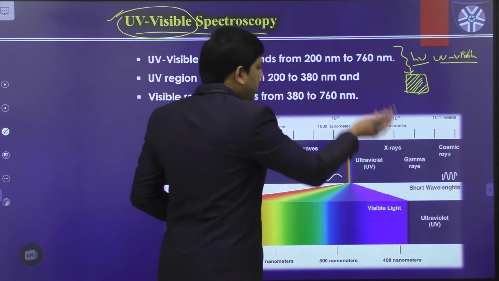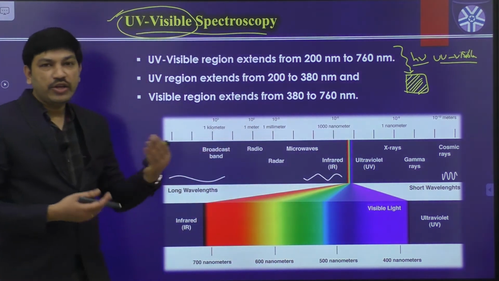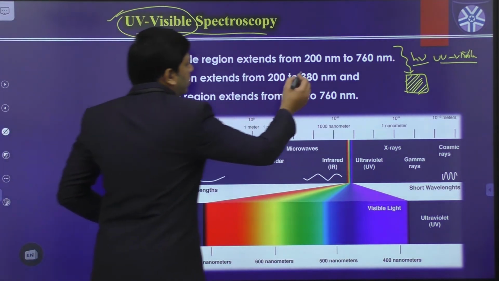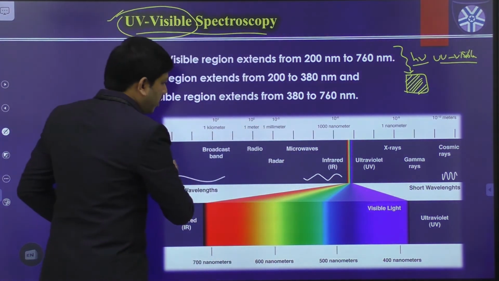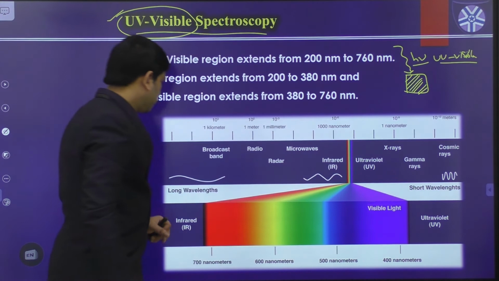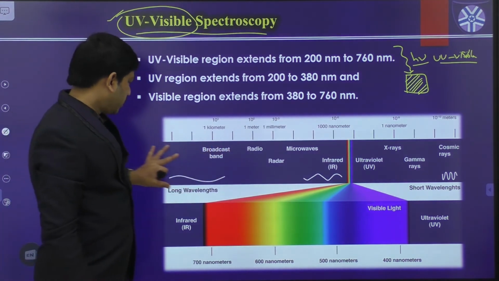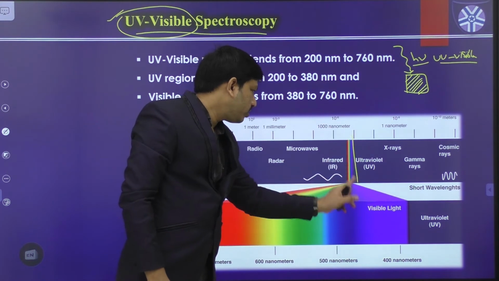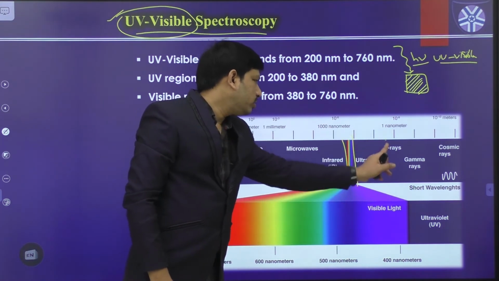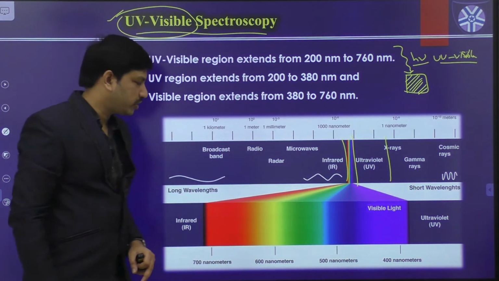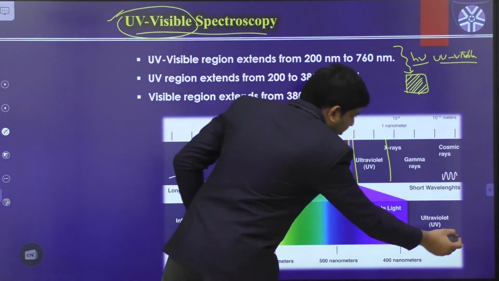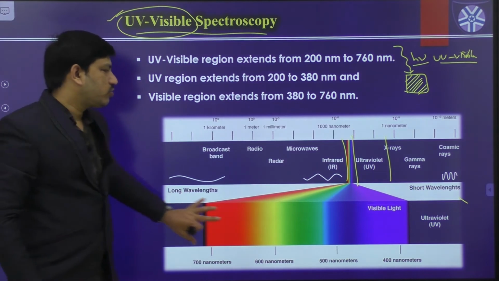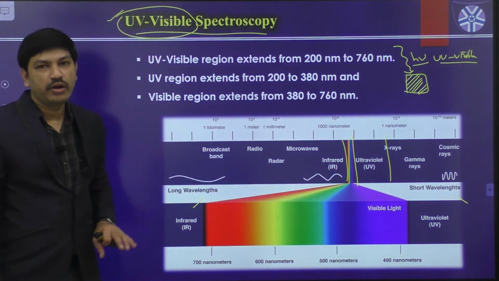So that is the reason we have to understand the range of UV visible radiation. Here we can easily see this is the electromagnetic spectrum. This is the range of the visible light, and up to here is the ultraviolet radiation. So from here up to this point is the UV visible range.